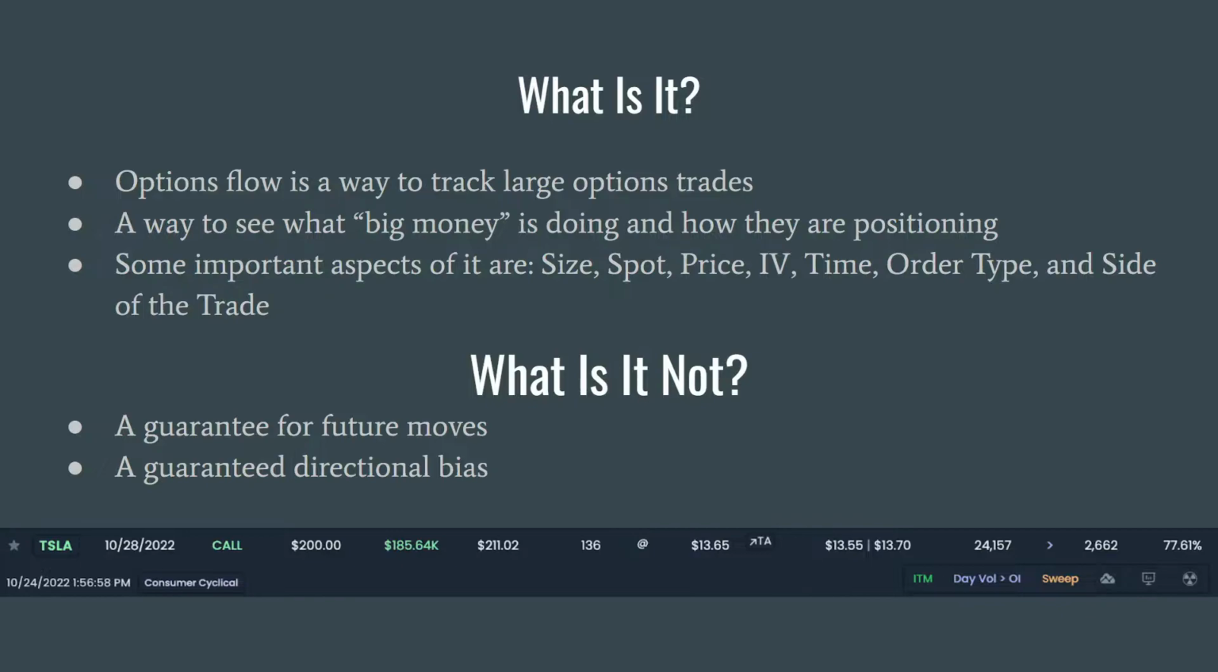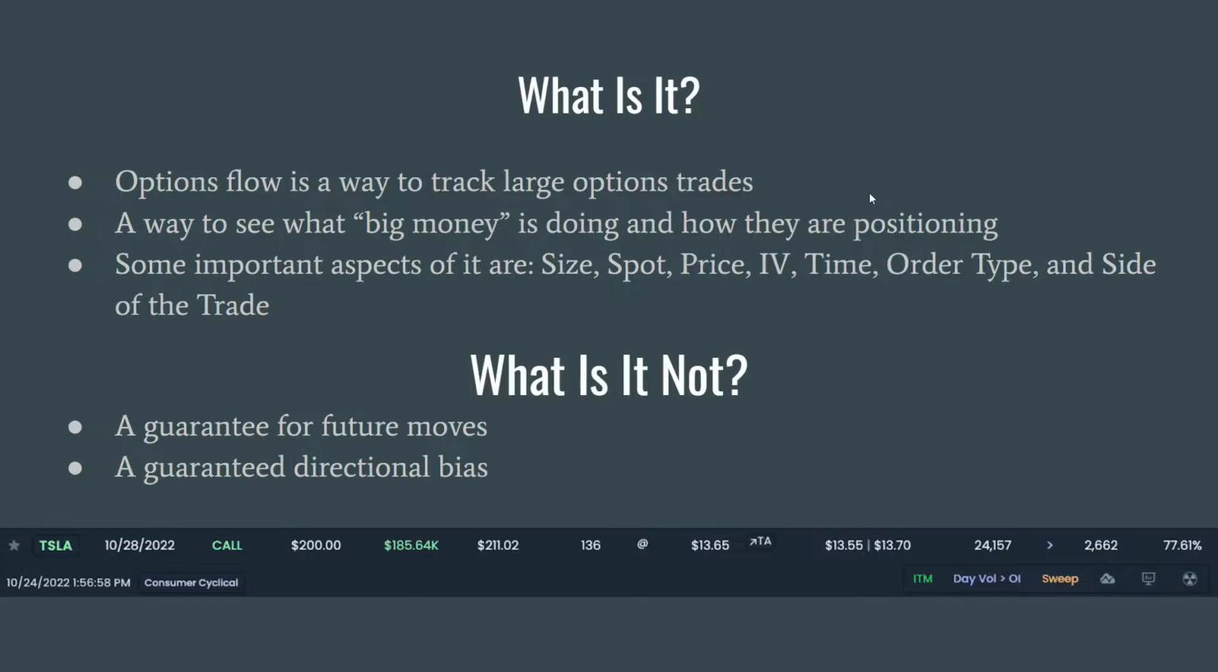Some important aspects of options flow are the size, which is how much they're using, the spot, which is what the ticker was trading at the time that the option was opened, the price, that is the price that they paid for the option, the IV, that's the implied volatility of the option, time, what time they made the trade, the order type, whether that's sweep, block, or split, we'll get into that a bit more later, and the side of the trade, whether it's bid side, below bid, ask side, above ask, etc.